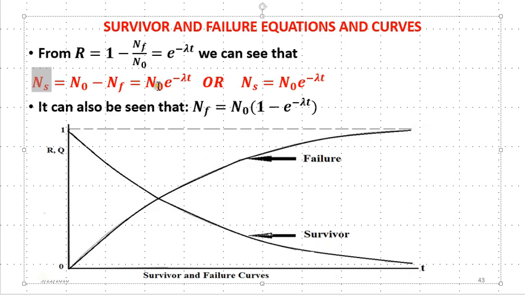And also we know that from this expression we can find the value of our NF, that is the number of the failed devices, and it is equal to N naught into 1 minus exponential minus lambda t. And as we did in the other case, whenever this exponential minus lambda t is falling exponentially, 1 minus it will be rising, meaning my number of failures will be increasing. Therefore, this is the curve representing the number of failures when the time increases.